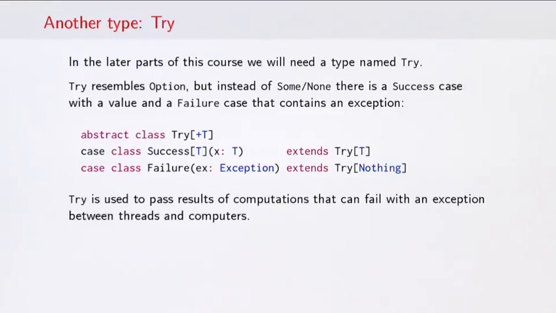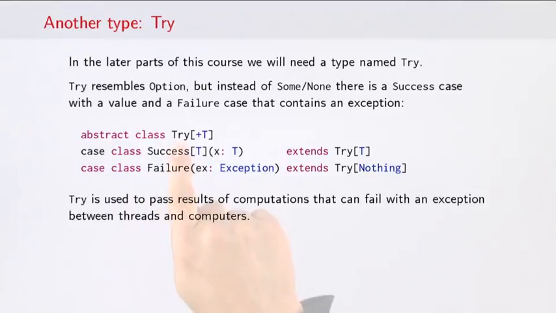So the idea is that Try will be used in cases where we want to propagate exceptions, not up the call stack, but say between different threads or different processes, or even between different computers. So in a sense, we want to bottle up an exception in a value that we can then freely pass around. Here's the definition of the Try class.